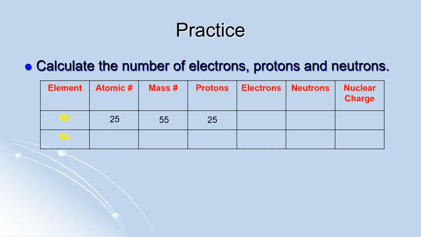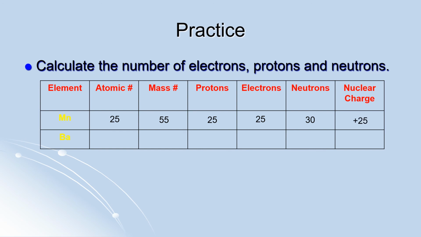The number of electrons: because the question is not telling us that we are looking at an ion, that means the number of protons is equal to the number of electrons. So we'll have 25 electrons. Number of neutrons, well, we just do the mass number, which is 55 minus 25, and that gives us 30 neutrons. And finally, we have to find the nuclear charge. Remember, that depends on the number of protons, with a positive sign. So that is going to be positive 25.